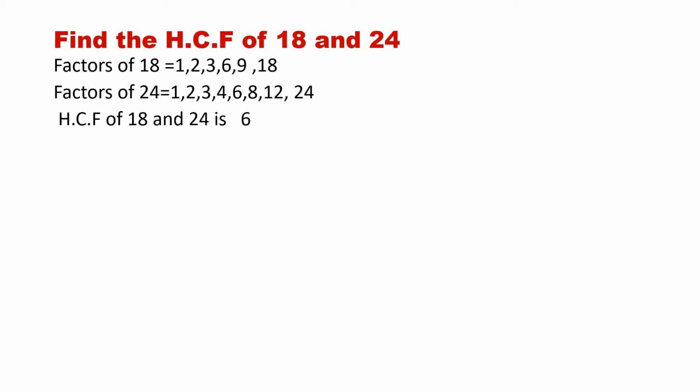Now the HCF of 18 and 24 is 6. Why? Because this is the common factor between 18 and 24. 6 is common, and after that nothing is common. This is the highest common factor, 6. So we will take this as our answer: 6 is the highest common factor. Now we will go on.